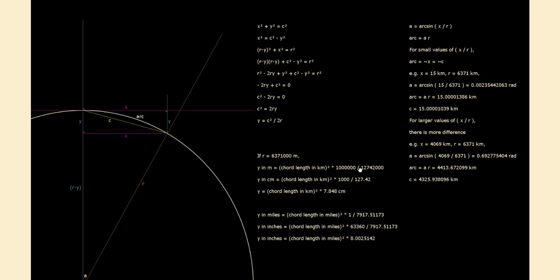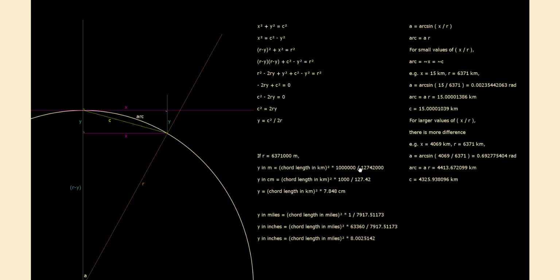Or y in centimeters is the chord length in kilometers squared times just 1,000, because you can knock the 3 zeros off the end of that number and off the end of that number. They're top and bottom of the same fraction. Divided by 127.42. Why the decimal point suddenly? Because we're in centimeters. From meters to centimeters, obviously you're multiplying by 100, which is the equivalent of dividing the denominator of your fraction by 100, moving its decimal point 2 places left. So the y, this drop here, is the chord length in kilometers squared times 7.848 centimeters.